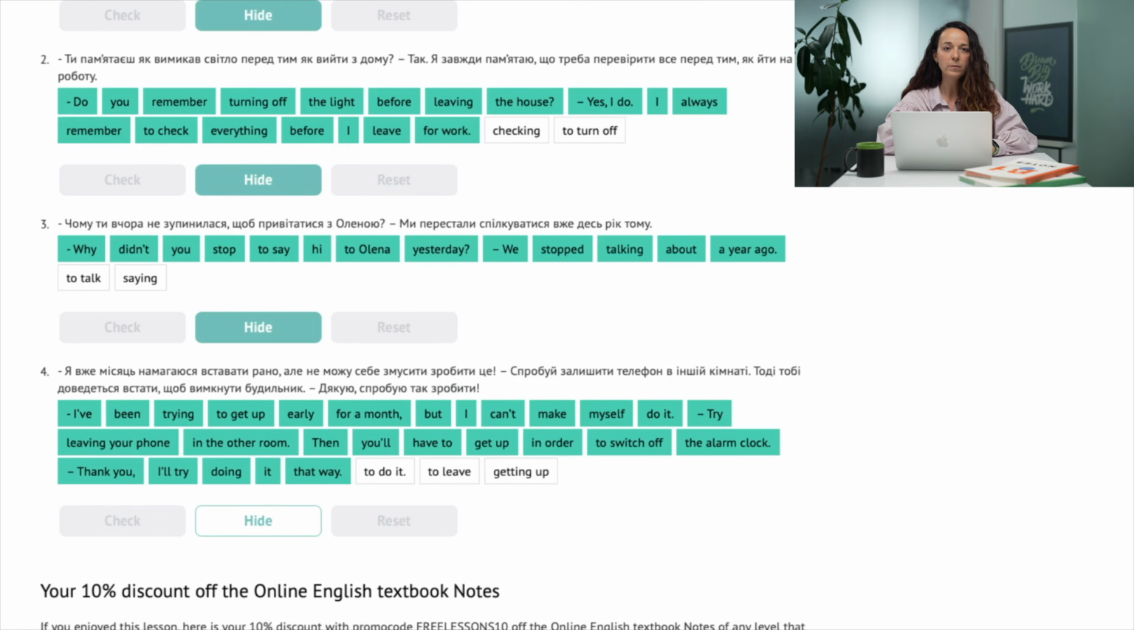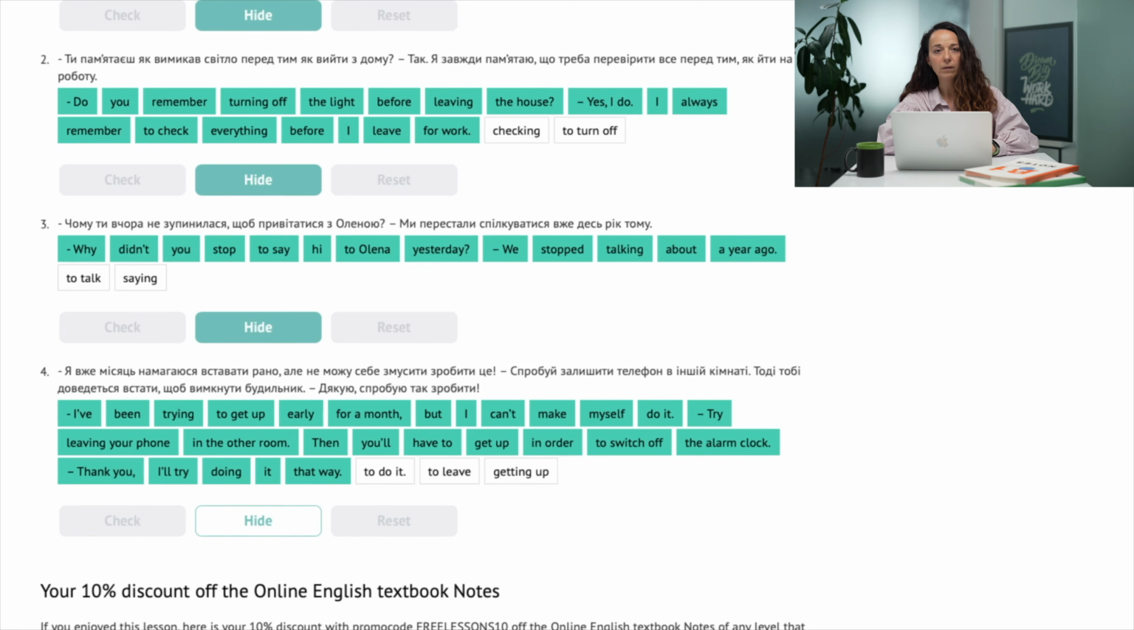Let's look at the verb forms in sentence 2. Do you remember turning off? This person wants to ask about the memory of the past action. So basically, do you remember how you turned off the light? The answer is always remember to turn off. So the person says that they always have a memory about this duty they have to fulfill.